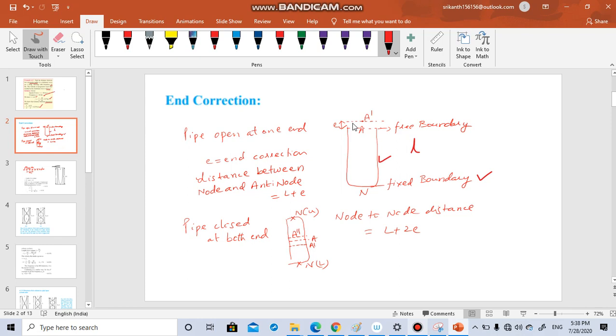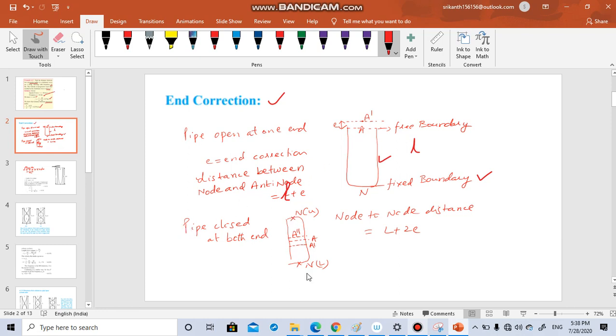So in the frequency equation, if you remember, the frequency equation we were using one capital L. So here the capital L will be this small l plus e. This is small l plus e. So it is not the geometric length, but here the antinode will be created outside. That gap between this A and A dash is called the end correction. So this is one case.